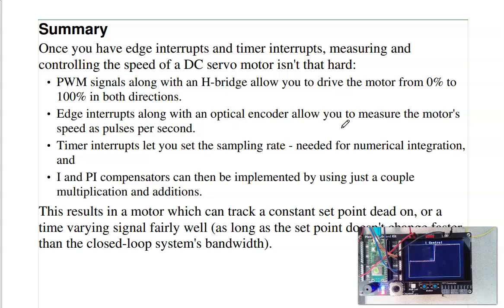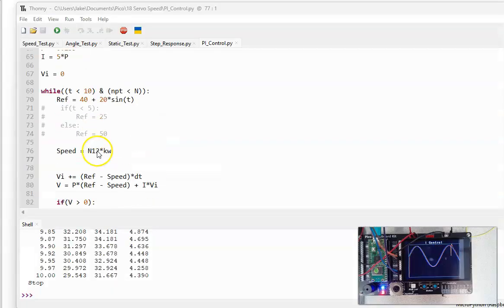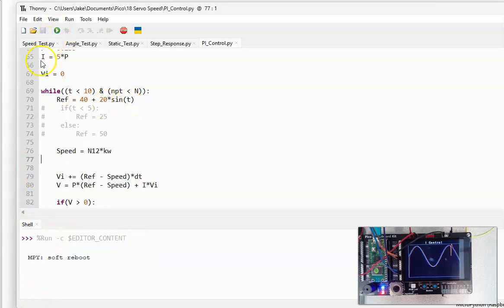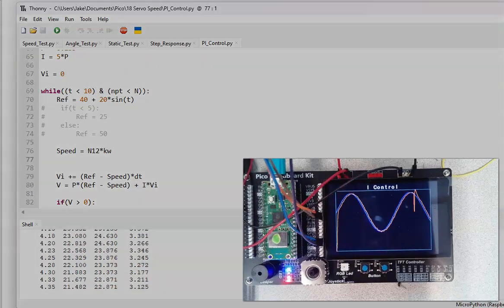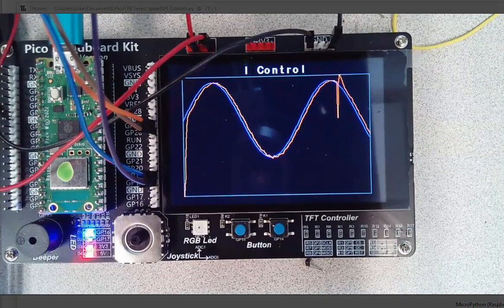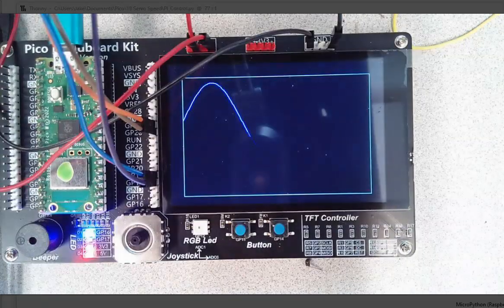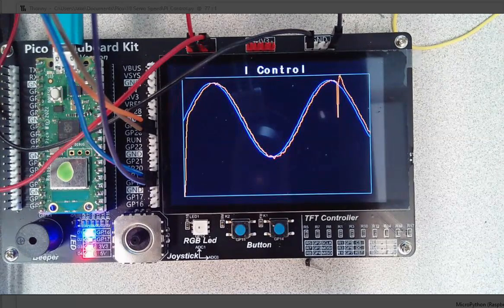The result is a motor which can track a constant set point dead on, or a time-varying set point fairly well, as long as the set point doesn't change too fast. For example, this should have a bandwidth out to 10 radians per second. If I apply a 1 radian per second sine wave, the motor will speed up, slow down, follow the reference. And what you get is the reference is the blue line, the actual speed is the red line. I've got a glitch in my sensor. It's tracking pretty well at 1 radian per second.